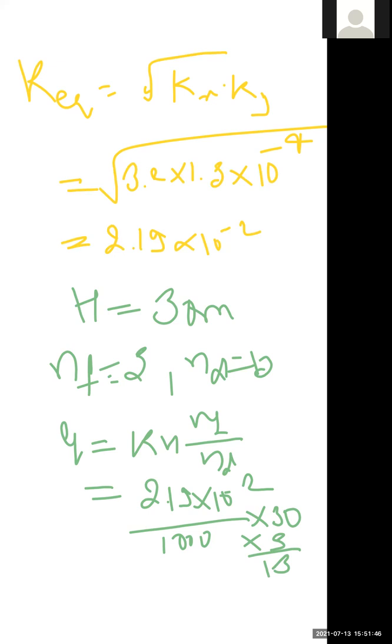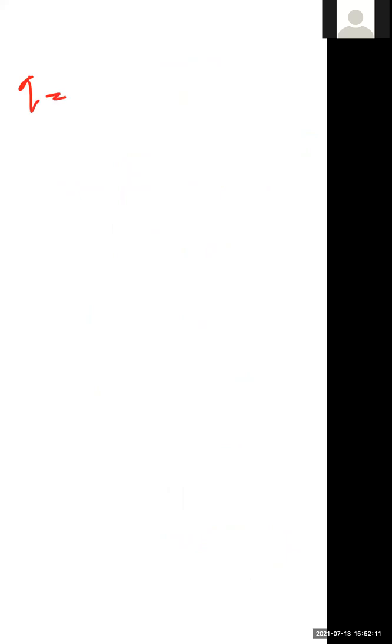So this value is equal to 2.57 into 10 to the power minus 4 meter cube per second per meter length. This also can be converted into liter. So this value also equal to 0.2527 liter per feet per meter length.